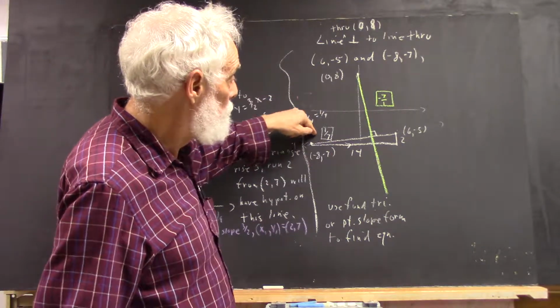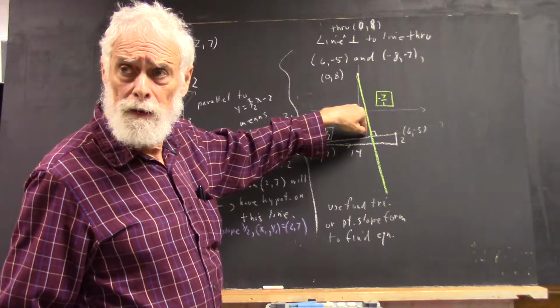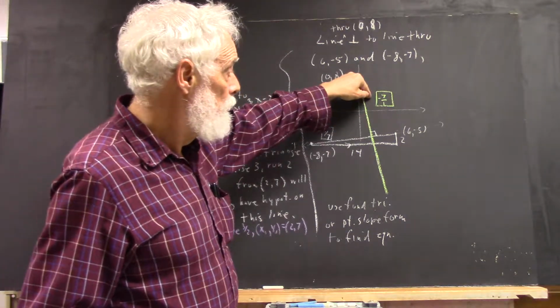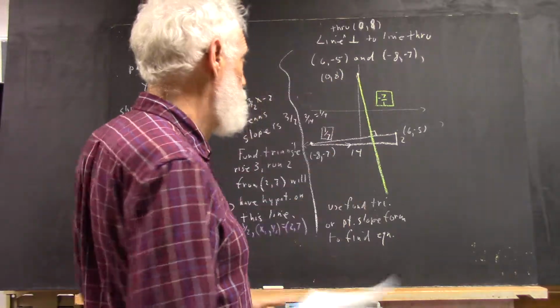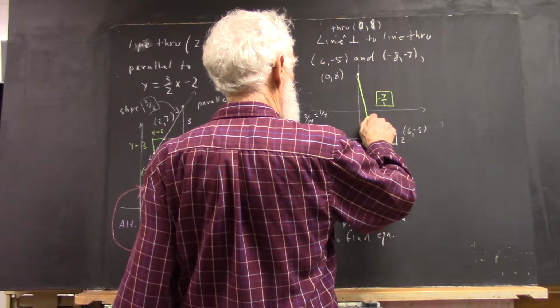So we get the slope, and now we have a line through here that's perpendicular to this. We sketch it, okay? Then we have its slope, and we label that. So then I'm going to go ahead and do a fundamental triangle.